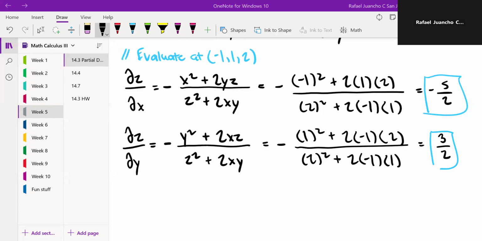Let me do some exercises from, well, obviously from my homework. I'm gonna try and tackle some of these problems. Okay, let's see. 14.3. Okay, and let's do it.